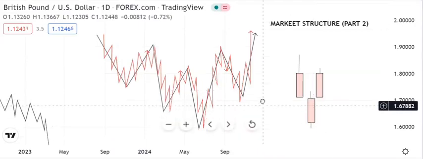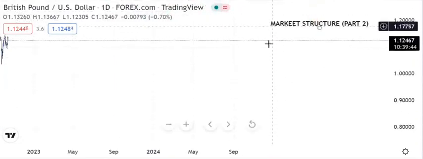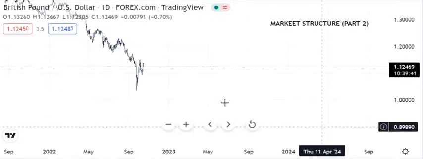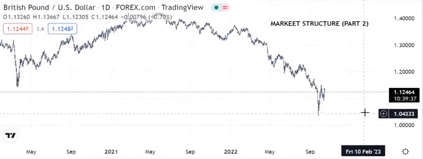Let me quickly show you that one on the chart so that it doesn't confuse you. Let me quickly show you what I mean on the chart before we go back to the whiteboard so that I can show you more things.